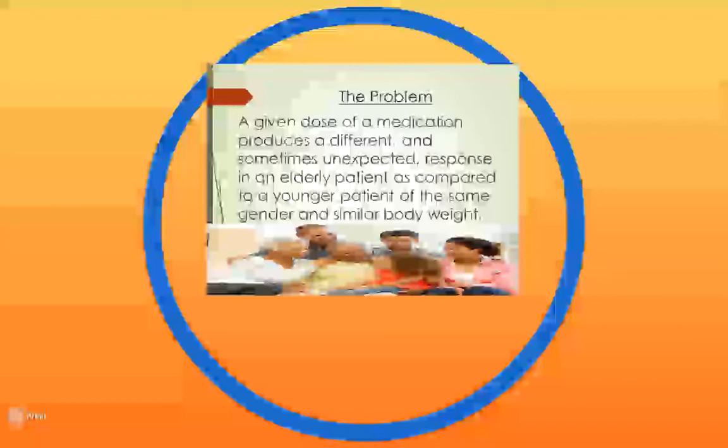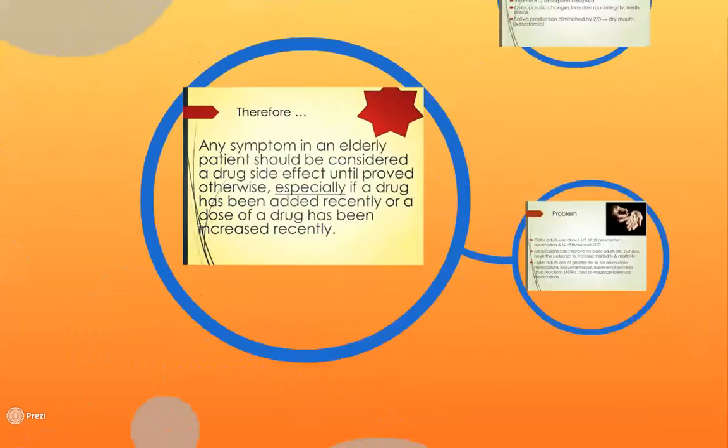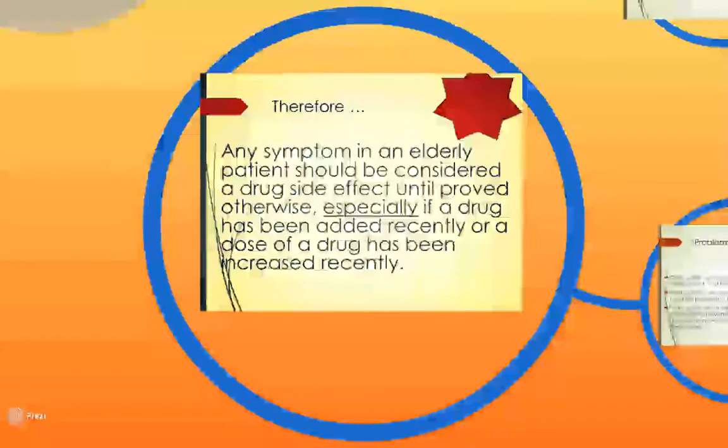So let's start. The problem. Basically, the problem is that any dose of medication produces a different and sometimes unexpected response in an older adult compared to a younger patient of the same gender and similar body weight. And that has to do with some of the changes in our bodies as we've gotten older. I could tell you, first of all, that it kind of sneaks up and surprises you because people are like, I've been taking this drug for like 10 years. Why would I suddenly have this problem?